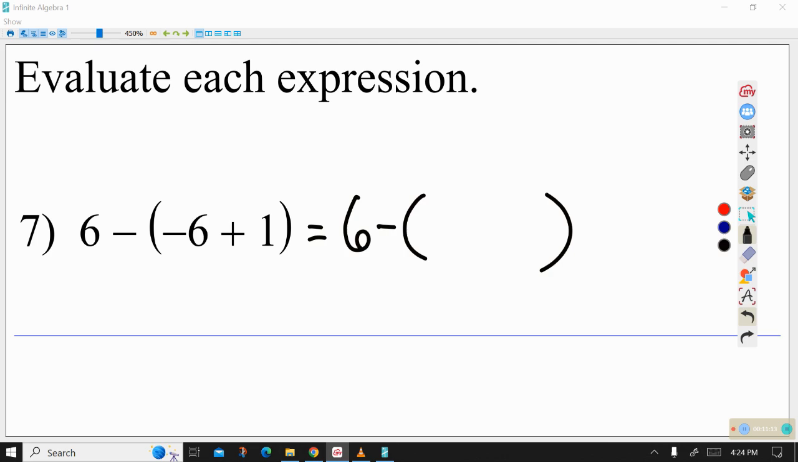Again, we always start with what's inside the parentheses. So -6 plus 1 gives me -5, right? If I'm at -6 and I take one step to the right, I'll be at -5. Well, now we have to be careful with what this means. It says to do 6 minus a negative, okay?